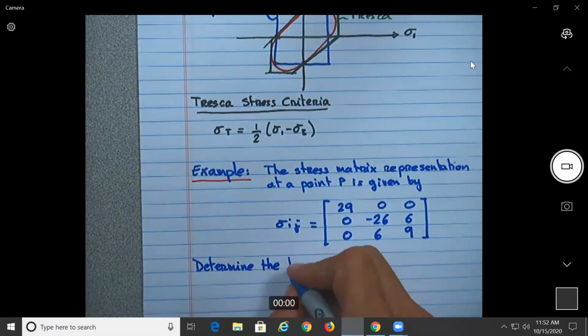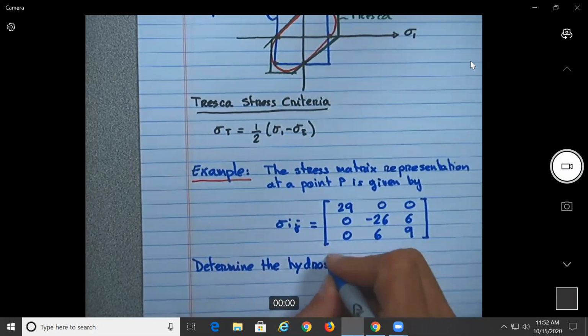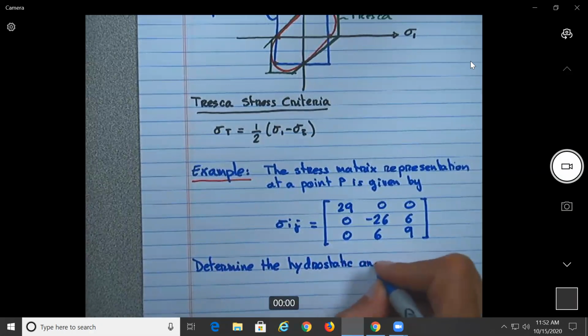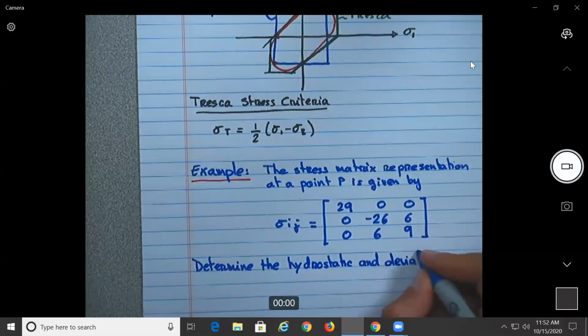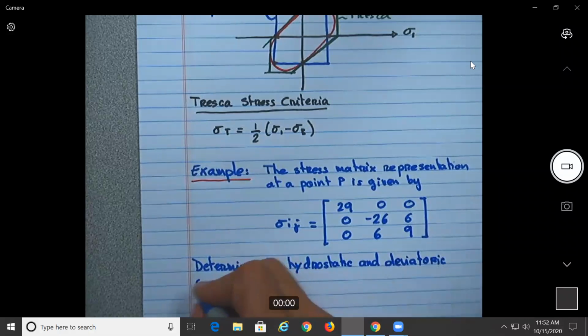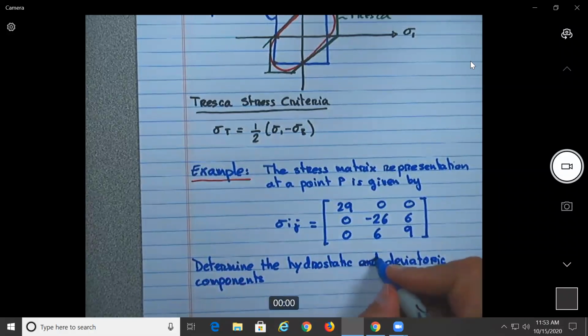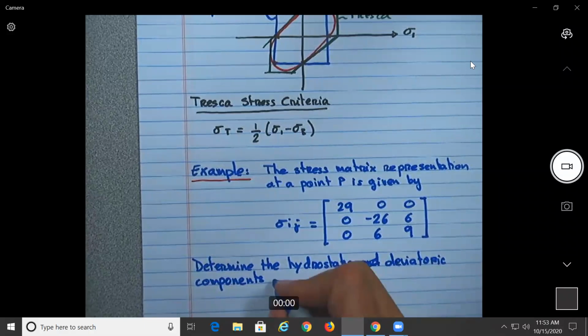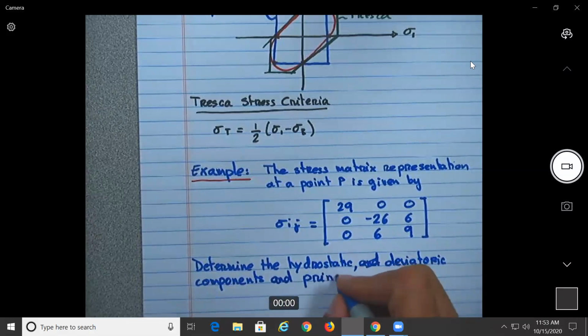the hydrostatic and deviatoric components, or determine the hydrostatic, comma, deviatoric components and principal stress values.